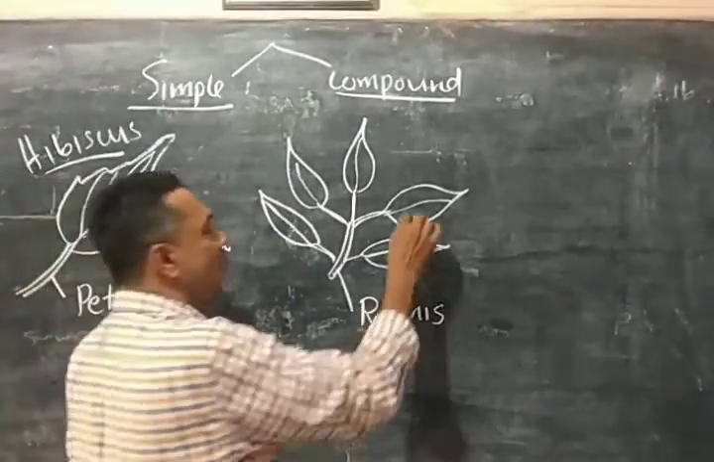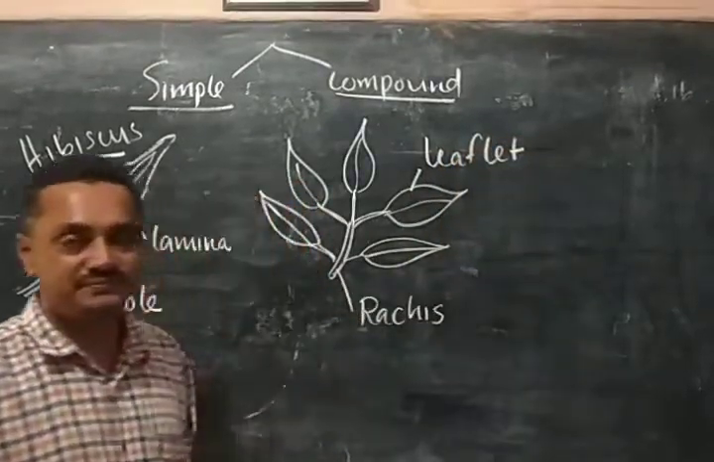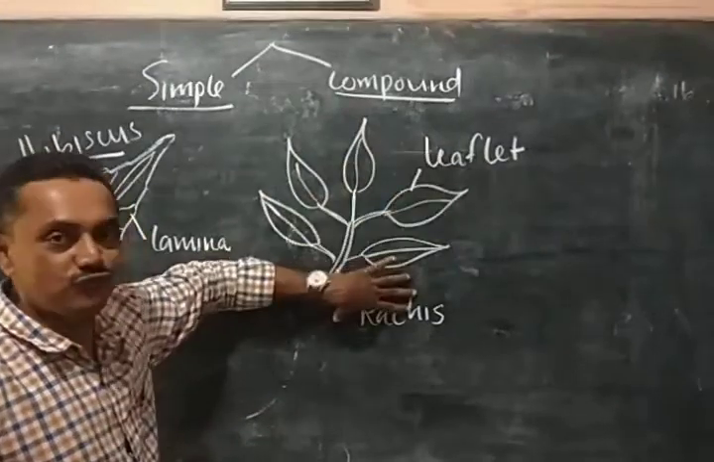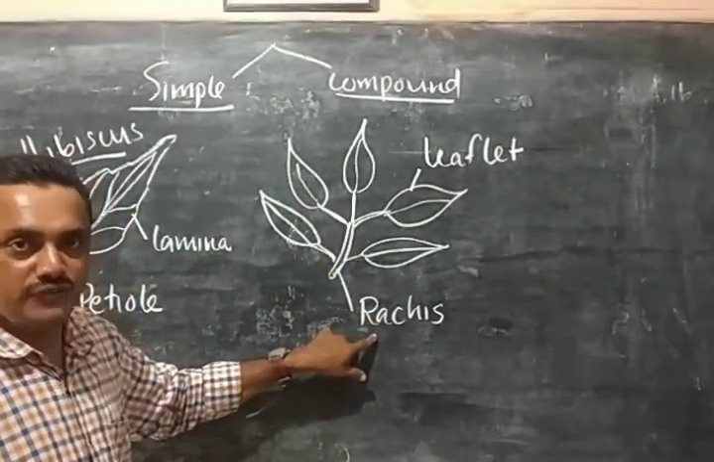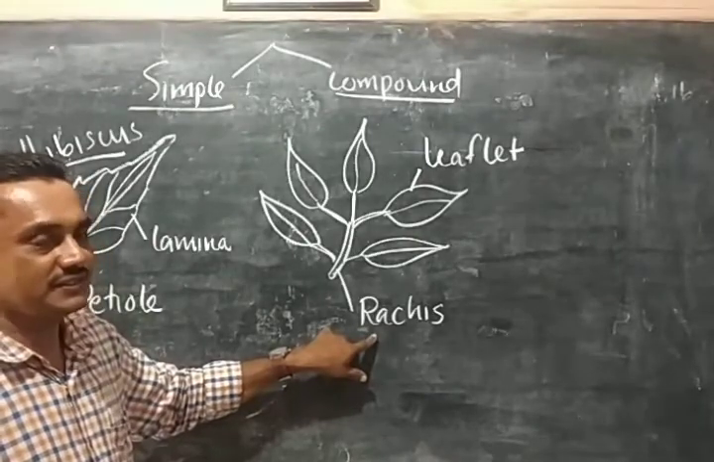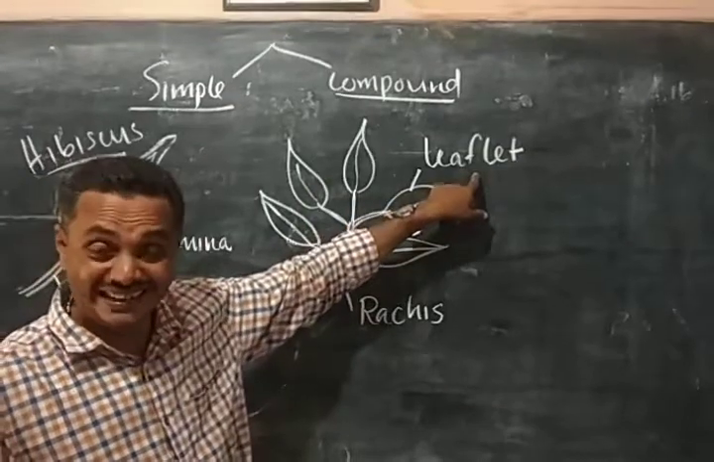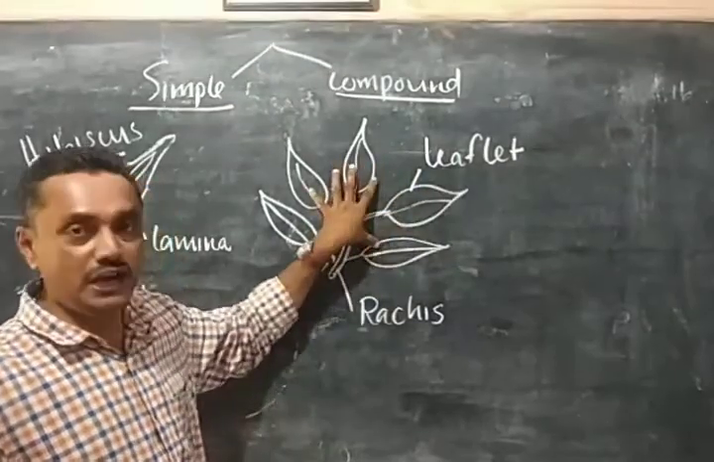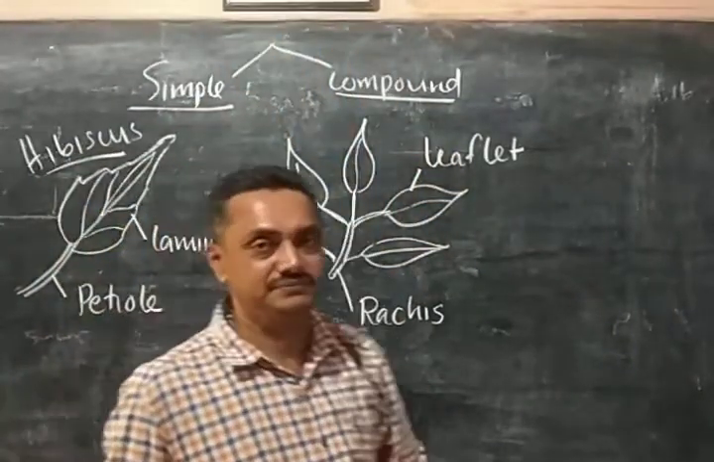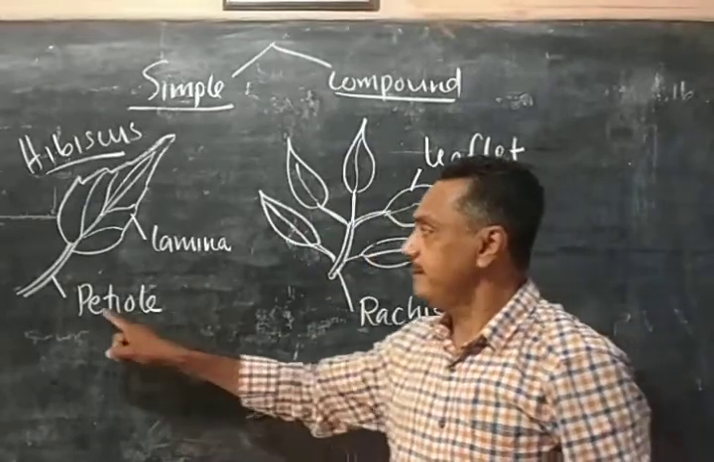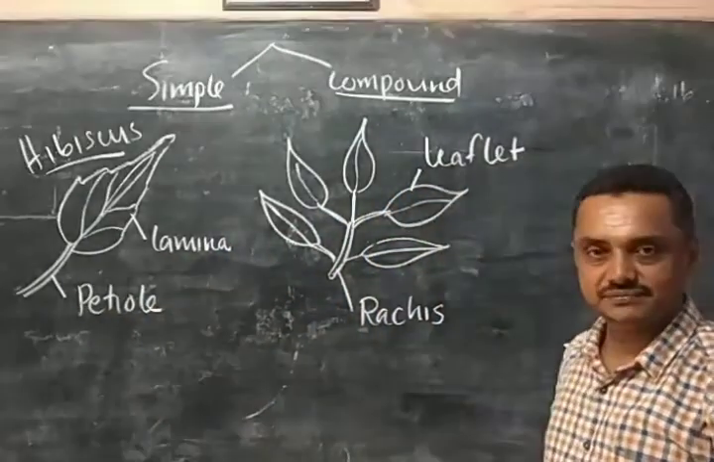And these structures are called leaflets. This is totally one leaf. The stalk of a compound leaf is called the rachis. And these structures are called leaflets, 1, 2, 3, 4, 5 leaflets. This is totally one leaf. This small one piece is called a leaflet. So, petiole, rachis, lamina, leaflet.